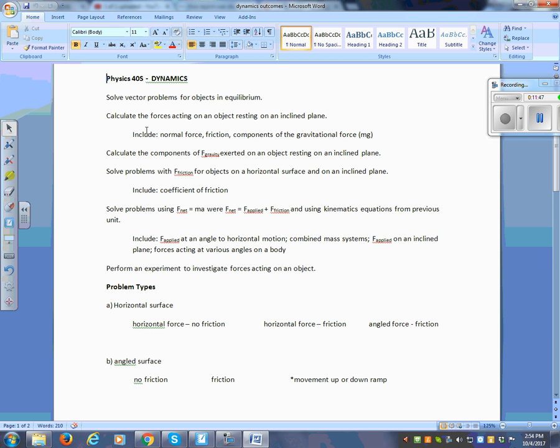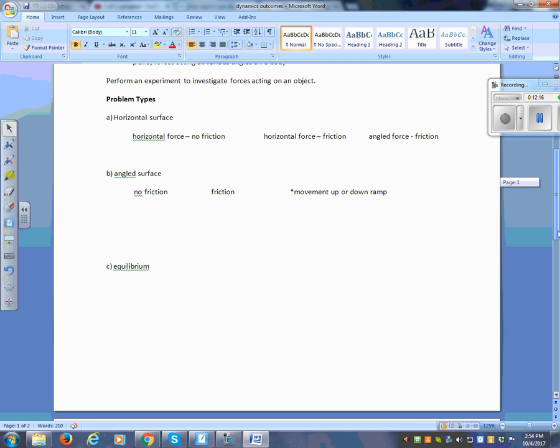Calculate the forces acting on an object resting on an inclined plane. Calculate the components of F gravity exerted on an object resting on an inclined plane. Solve problems with friction for objects on a horizontal surface and on an inclined plane. What do they mean by an inclined plane, do you think? Something going up. Ramp. Solve problems using F net equals ma, where F net is equal to F applied plus F friction, using kinematics equations from the previous unit. And perform an experiment to investigate force acting on an object. We will do that as well.